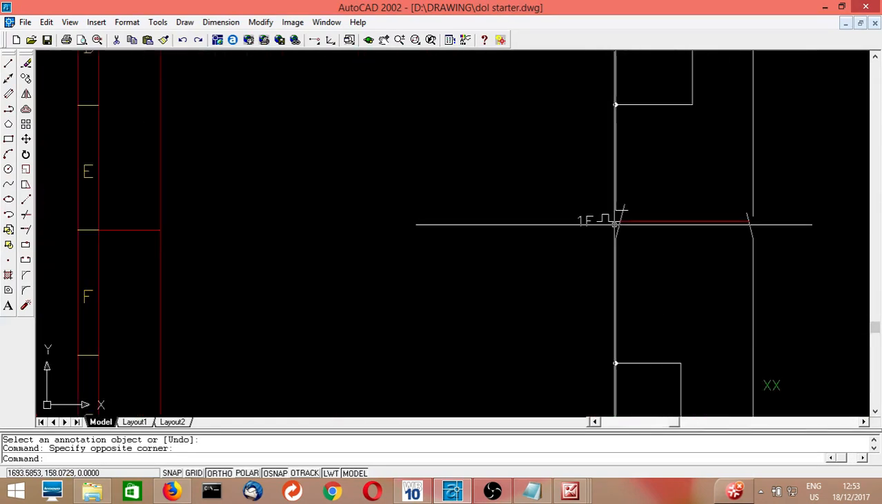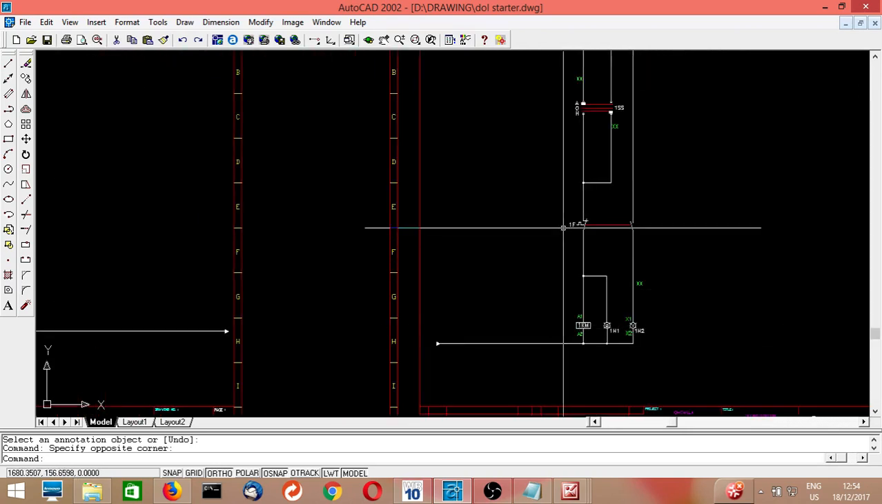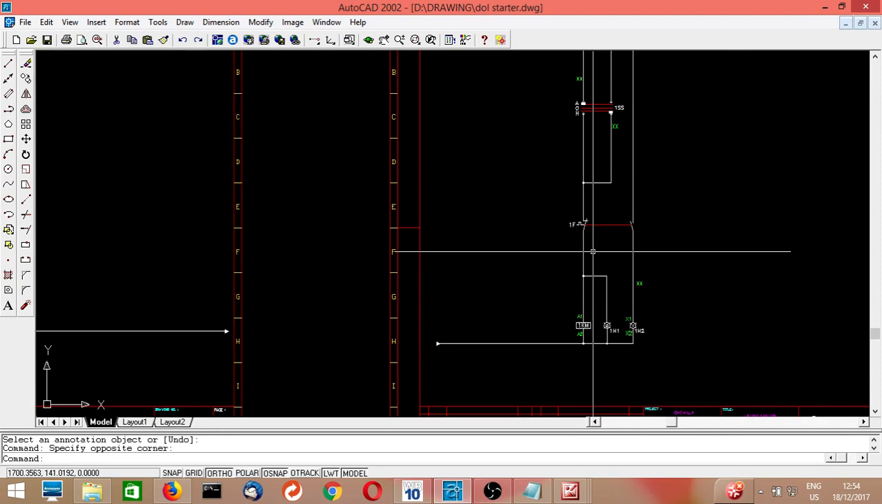So this is the NC contact. Whenever this overload is tripped due to over current or overheat, this contact will be open, and this coil supply will be disconnected, and the motor will be stopped. In that way, the motor will be protected from overcurrent and over temperature.